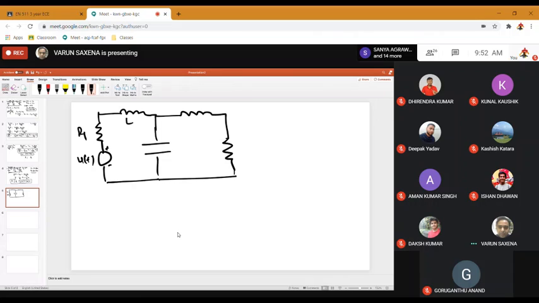So this is L1, this is L2, this is C, and this is R2. Okay, so now your UT is the input and this is the circuit. Now if I ask you what would be the state variables that you'll choose, then what will that be? Can you tell me what state variables you choose?